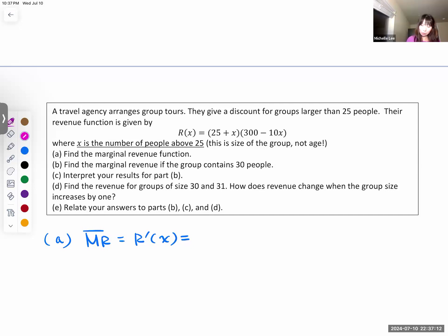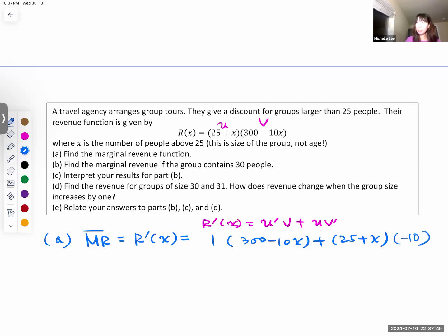This one we have to use the product rule, right? Okay, then let me write down here. R prime of x, u prime v plus u v prime. So u prime, first term is 0, second term is 1. v, so 300 minus 10x plus u, 25 plus x, v prime, negative 10, yeah?